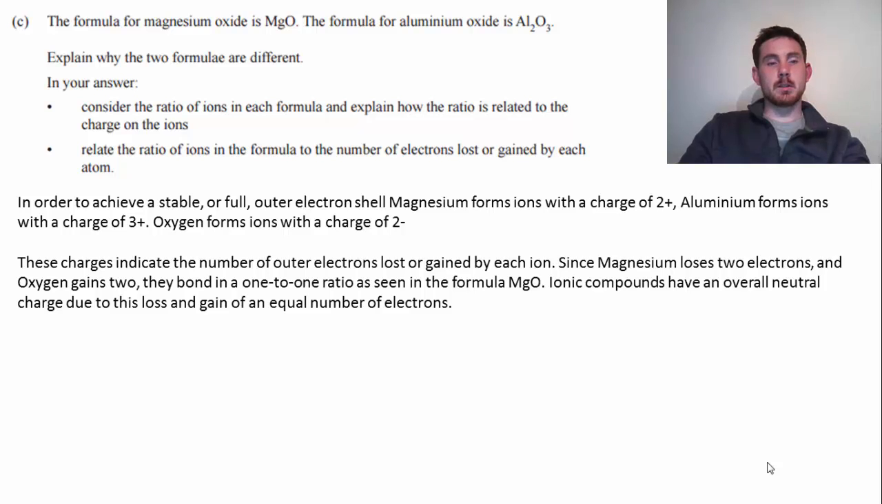So what does this mean? Well, it means that each of those ions loses or gains a certain number of electrons in order to form the ion. And because magnesium loses 2 electrons but oxygen would gain 2, they would bond in a 1-to-1 ratio, because the 2 electrons that have been lost by the magnesium would be gained by the oxygen atom to form the ion. And so that's a perfect 1-to-1 ratio. So 1 magnesium to 1 oxygen, hence the formula is MgO.